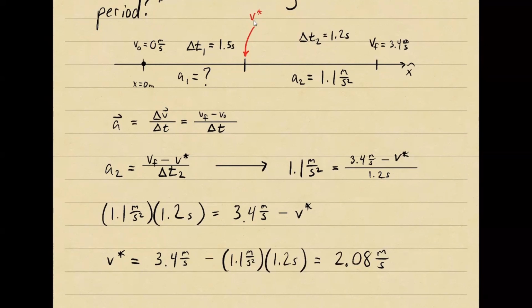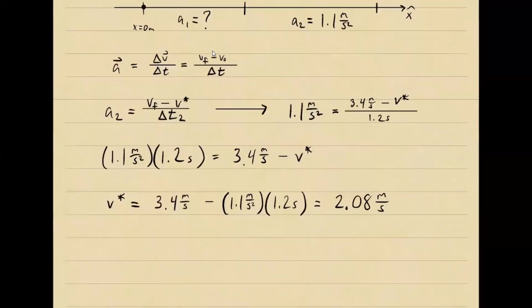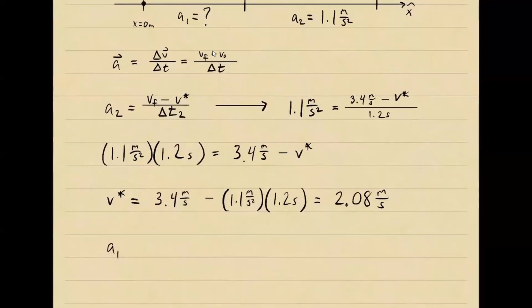So now that we know how fast the football player was moving at this midpoint, we can do the same thing again to figure out his acceleration in the first half of the problem, because we know what his initial speed was, we know what his final speed was for this first part, and we know how long it took. So the rest should be fairly straightforward. The acceleration in the first half of the problem is equal to his final velocity, which in this case is v star, minus his initial velocity, which was 0, divided by the elapsed time.